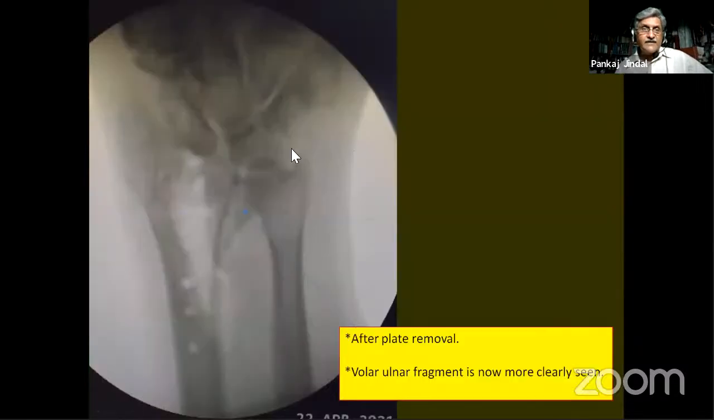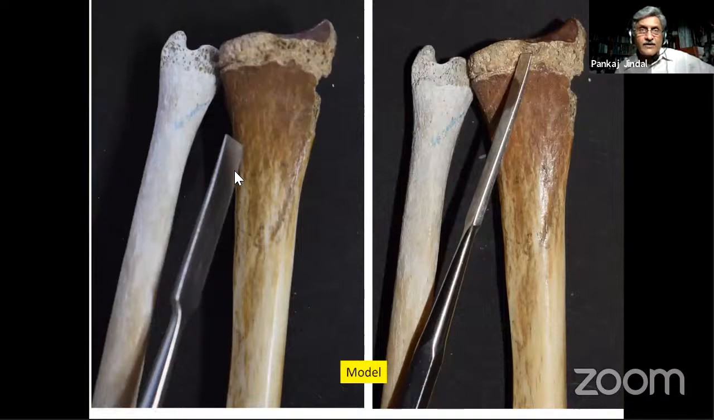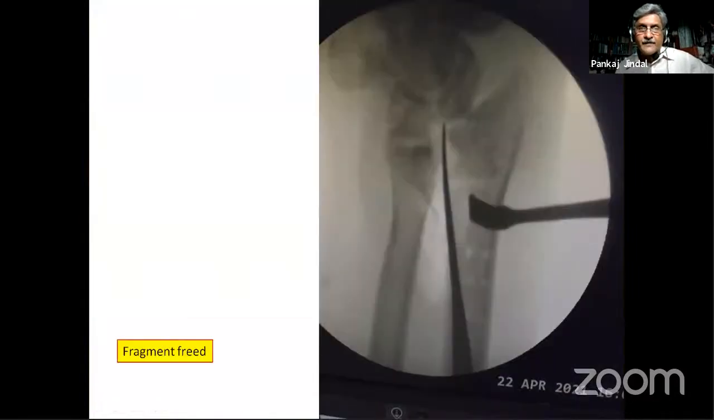So we decided we'll do an osteotomy. After removing the plate, we could see a more clear anatomy of this fragment on the ulnar side here. We did an osteotomy here, and this is how our 4 mm, 6 mm, 8 mm, 10 mm osteotomies were used. And this is the diagrammatic representation through this model here. And we did an osteotomy of this fragment here.